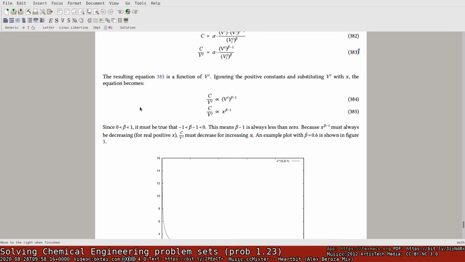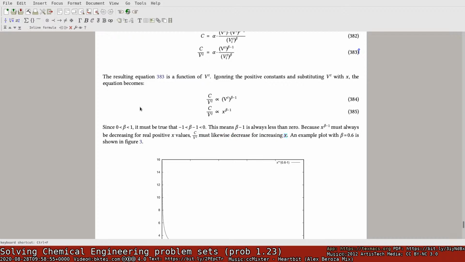Okay, so because x to the beta minus 1 must always be decreasing for real positive x, c divided by v superscript t must likewise decrease for increasing x values.